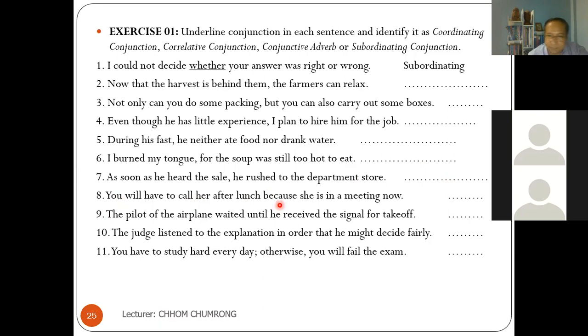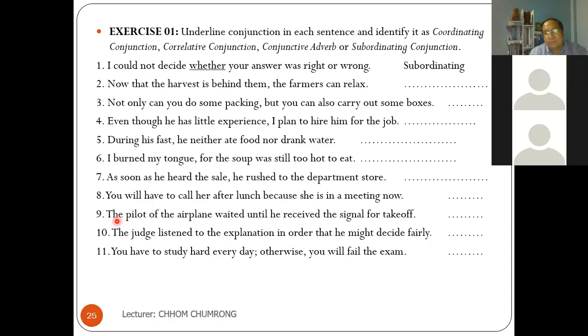Subordinating conjunction. Okay. Number nine. Until. What kind of conjunction is it? Until. Subordinating. Yeah, subordinating. Okay.